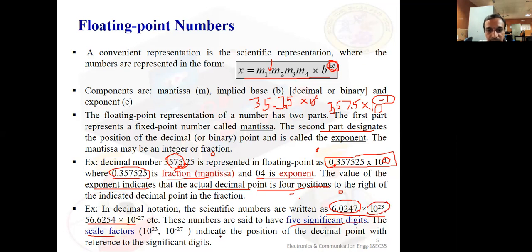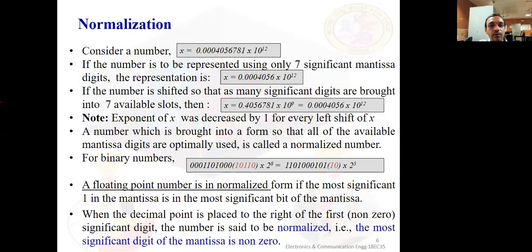Okay, they indicate the position of the scale factor, that is, the exponent. They indicate the position of the decimal point with respect to the significant digits. Now let us consider some number, y. This is actually multiplication. Some number y.